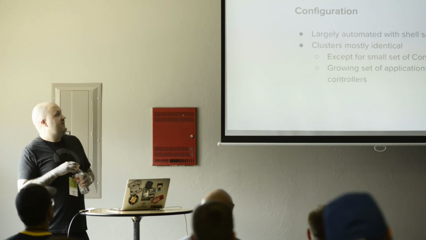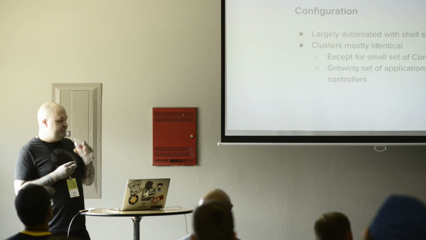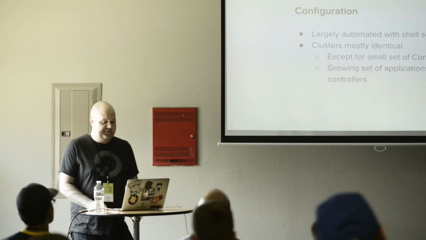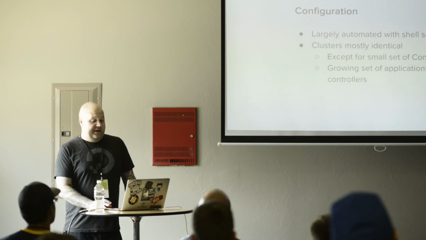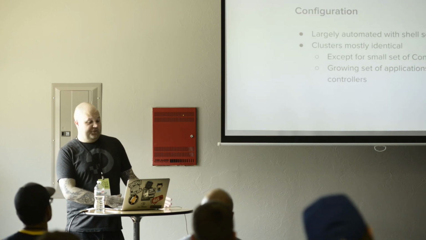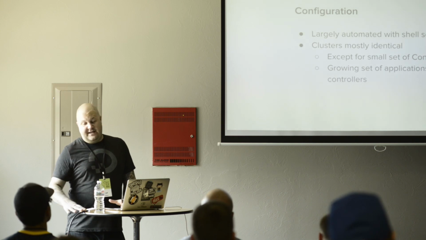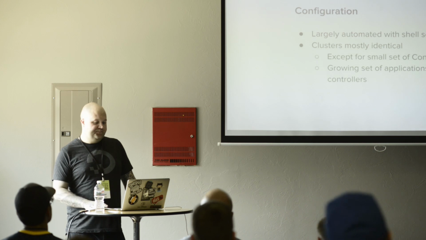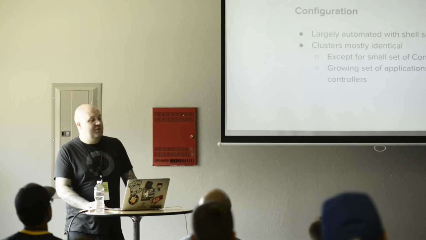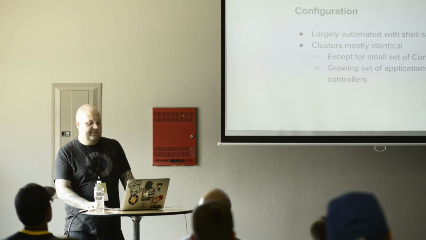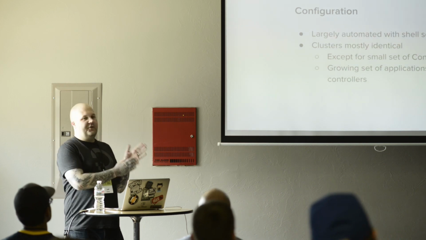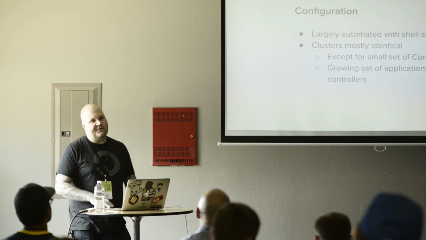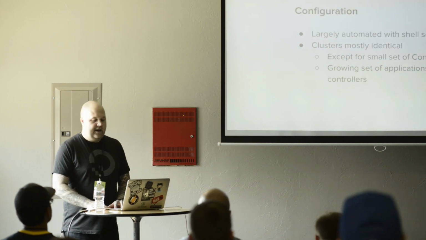So our configuration at this point is automated with a lot of shell scripts and a CI system. Basically, we manage our resources in Git, and then we can apply them when we deem fit via some CI runner to all of our clusters. We try to keep the clusters mostly identical to make this easier. So there's really only a small set of things that vary for each cluster. For the most part, they all run the same things in the same way, in the same places.